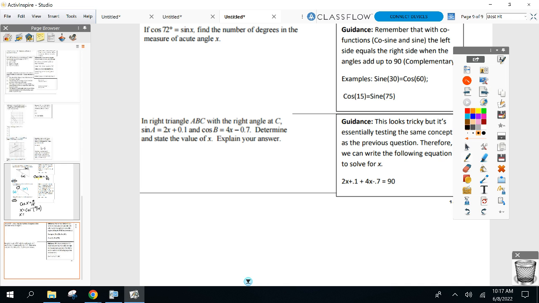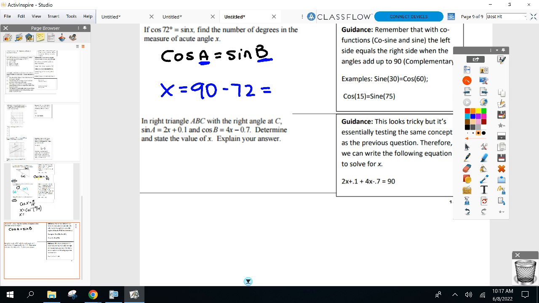Cosine of 72 is equal to sine of what angle? Anybody remember? If I ever set cosine and sine equal to each other, anybody remember? And it's over here already, but what do you have to know about A and B? Romeo? Supplementary. Ooh, wrong word. Complementary. Which means what? Adds to 90. If I ever see cosine and sine equal to each other, their angles have to add to 90. So x will be equal to 90 minus 72.